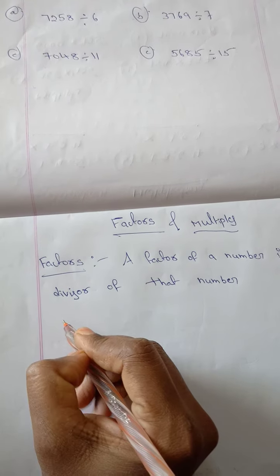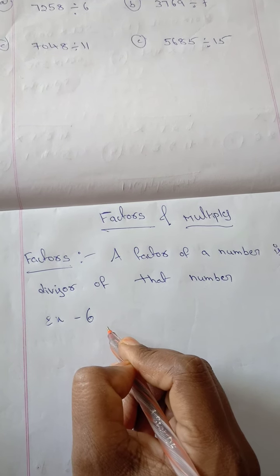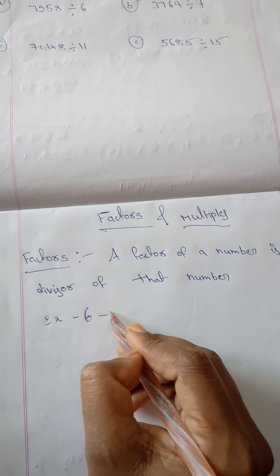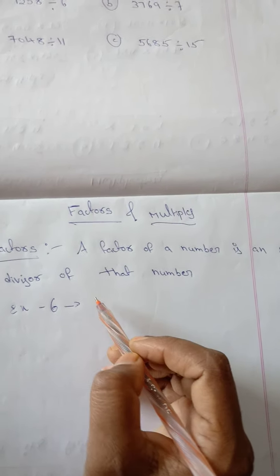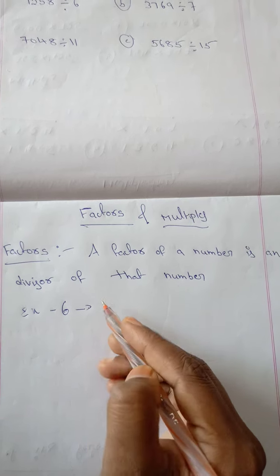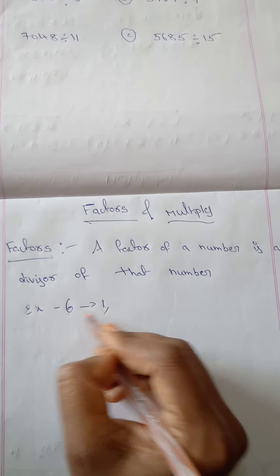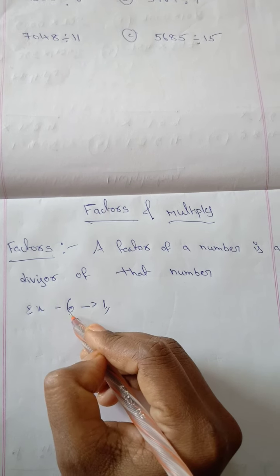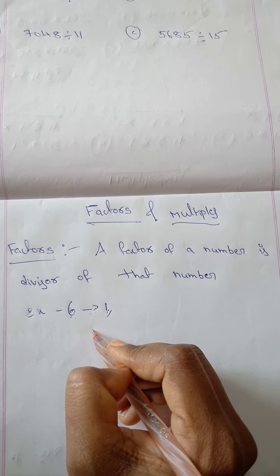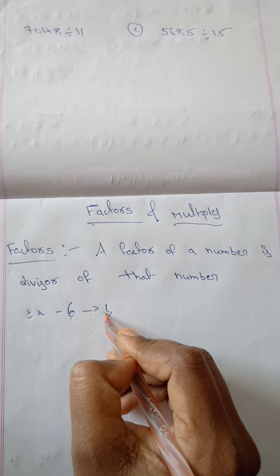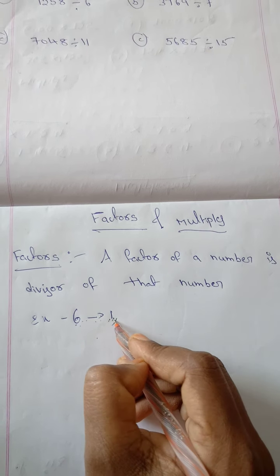For example, let us find the factors of 6. What are the factors of 6? A factor of a number is an exact divisor of that number. Starting from 1 onwards, we take 6 divided by 1. This is the divisor, this is the dividend. The remainder should be 0. So 1 is one of the divisors, meaning it divides with remainder 0.